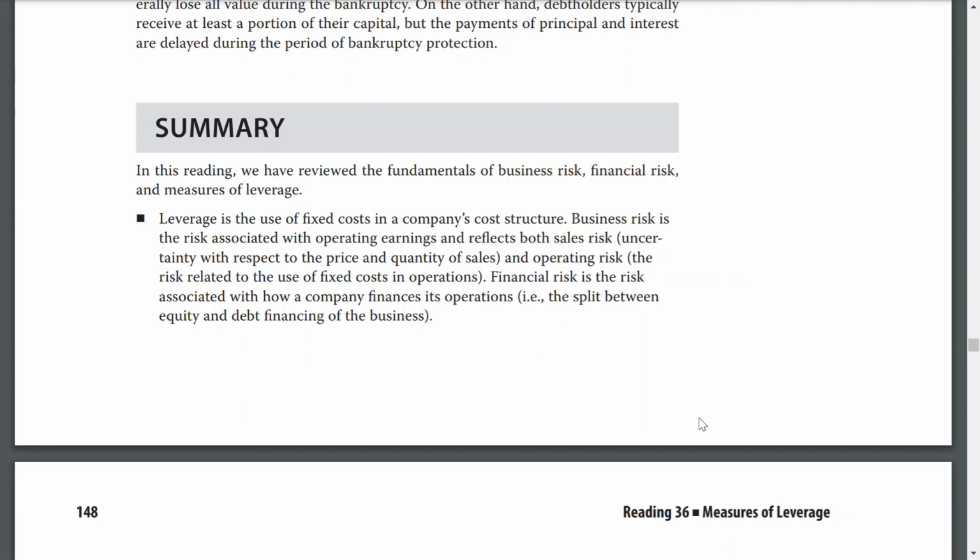Summary: in this reading, we have reviewed the fundamentals of business risk, financial risk, and measures of leverage. Leverage is the use of fixed costs in a company's cost structure. Business risk is the risk associated with operating earnings and reflects both sales risk, uncertainty with respect to the price and the quantity of sales, and operating risk, the risk associated with the use of fixed costs in operation. Financial risk is the risk associated with how a company finances its operations, i.e. the split between equity and debt financing of the business.